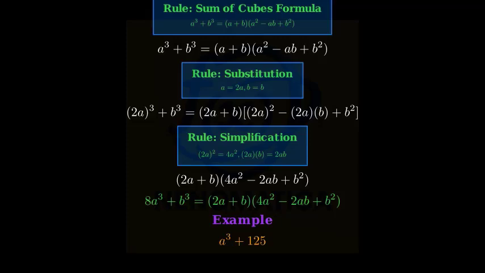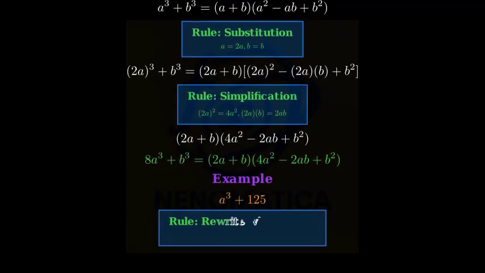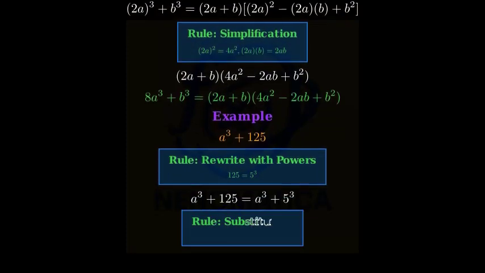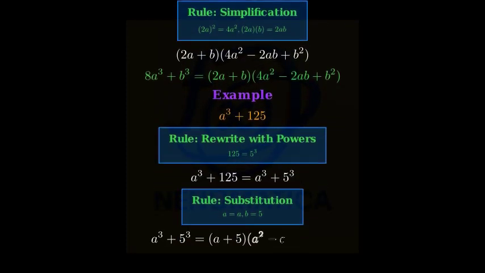Here, we need to factorize a cubed plus 125. First, we need to rewrite this in a form where we can apply our sum of cubes formula. We can rewrite 125 as 5 cubed. Now we can apply our formula for the sum of cubes again. In this case, a equals a and b equals 5.